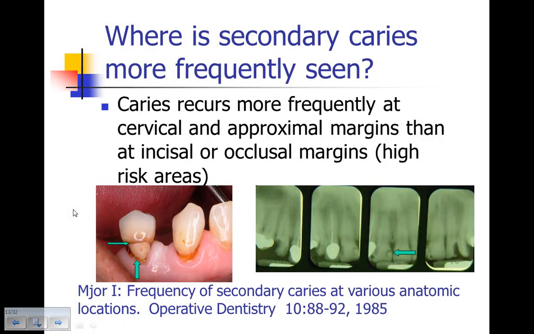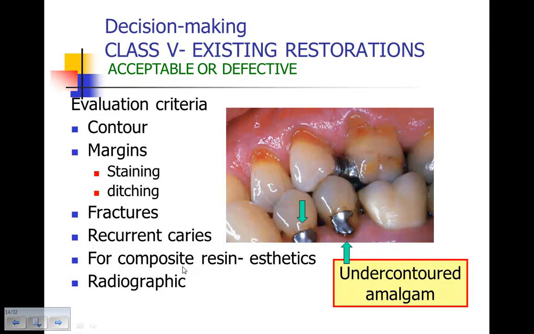So let's look at where they're happening. Caries is more frequently seen at the cervical or interproximal margins than at incisal or occlusal margins, these high-risk areas. In fact, for the Class Vs, as we see here, we're going to see more recurrent caries around these composites, around glass ionomers. And that's not surprising. These areas became carious because they were at risk. Those risk areas will continue.